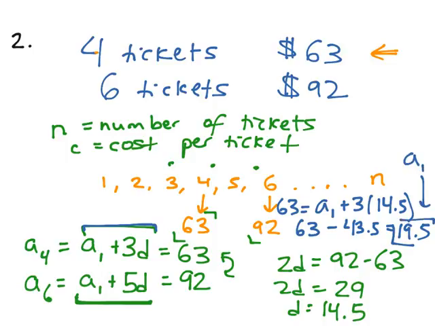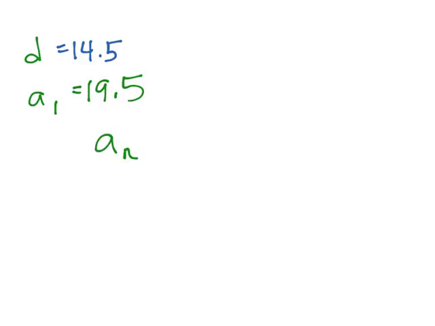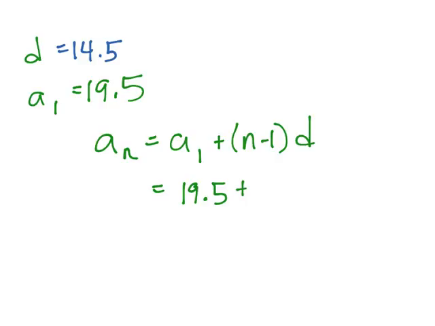Let's go to a new page, a little more space. So we have D is 14.5, and A1 is 19.5. So using this, we can put it into our equation for finding the nth term of a sequence. An is equal to A1 plus n minus 1 times D, which is equal to 19.5 plus n minus 1 times 14.5.